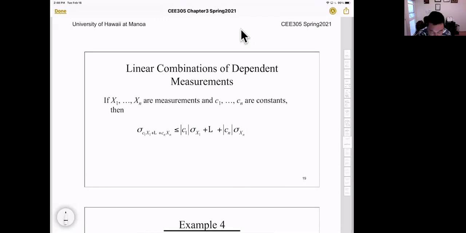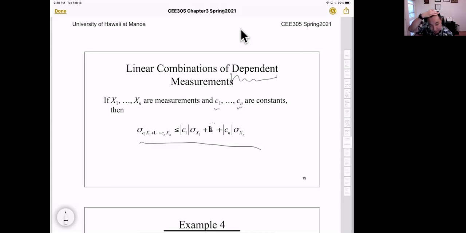The next part is about linear combination of dependent measurements. Again, this is not very common. If the measurements are not independent, if they are dependent, and we have a constant before each measurement, then this equation will give an upper bound of the uncertainty. This is less than or equal to the absolute value of C1 sigma x1, plus dot, dot, dot.